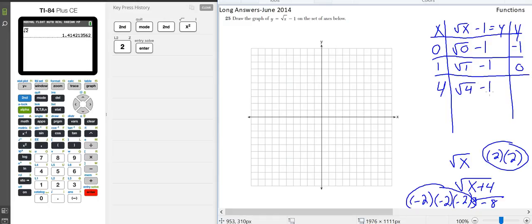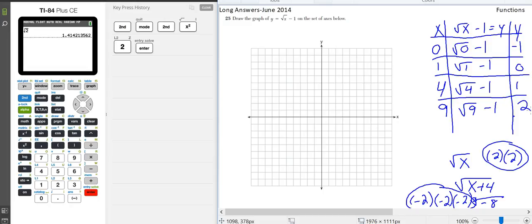So now the 4 is a perfect square. The square root of 4 minus 1. The square root of 4 is 2. 2 minus 1 is 1. Next, we're skipping 5, 6, 7, 8, and up to 9. The square root of 9 is 3. Minus 1 is 2. And then 10, 11, 12. Since our graph only goes out till x is equal to 10, anything past 9 we won't be able to graph. So let's just graph the points that we have.